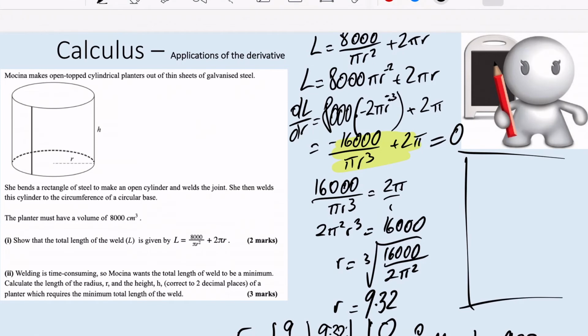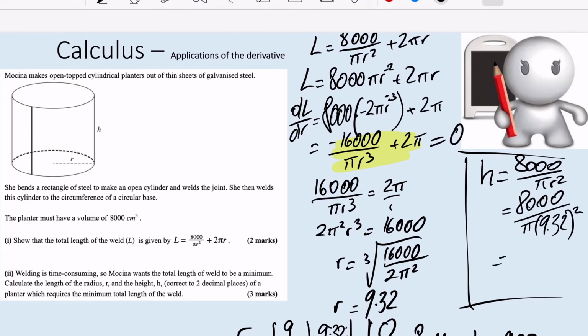Lastly, I need to find the value of h. So h is equal to 8,000 over pi r squared. I got that from part 1, by the way. So go back and have a look at the solution for part 1 that I wrote previously. Okay, so 8,000 divided by pi times 9.32 squared, and that's going to give us a value of 29.32 centimeters. And that's the whole question answered.